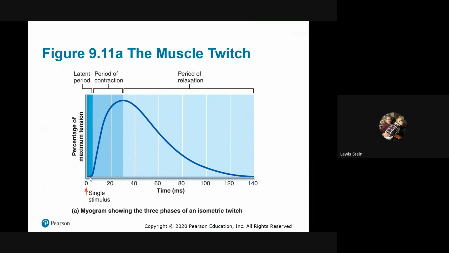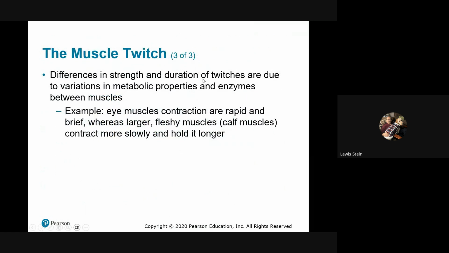Again, but that's the distinction between a pure electrical signal and a neuromuscular junction, which releases chemicals a la acetylcholine. It'll contract and fire rapidly, and then it'll take some more time comparatively to relax. So the differences in strength and duration of those twitches are due to differences in the muscle, metabolic property, enzymes. Again, nothing moves more rapidly than your eyes.